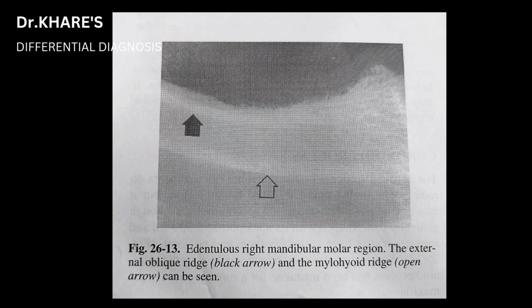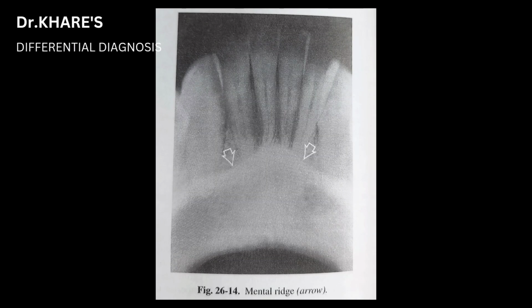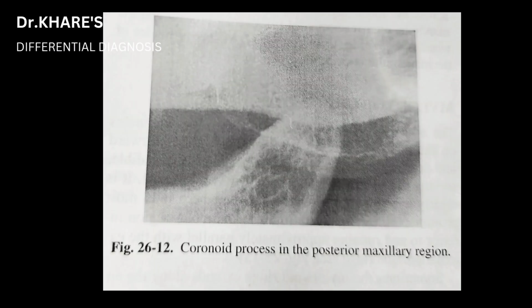This is the mandibular radiograph of the edentulous right mandibular molar region. The external oblique ridge is seen by the black arrow, and the mylohyoid ridge is seen by an open arrow. This is the mandibular radiograph of the mandibular anterior region. The arrow shows a radio-opaque mental ridge. This is the maxillary radiograph showing the coronoid process of the mandible in the posterior maxillary region.